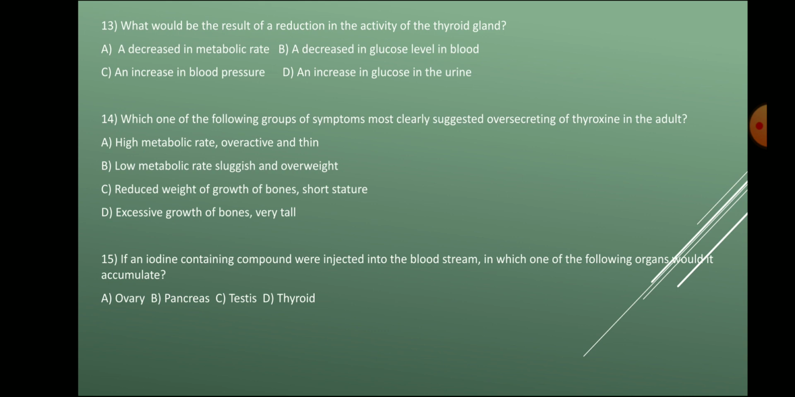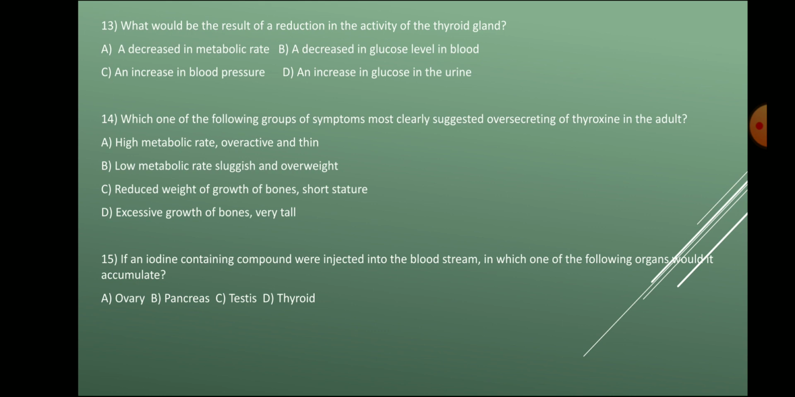That means in the above question, the question was what happens if there is a decrease in the activity of the thyroid gland, and the correct answer was decrease in metabolic rate. Here the question is similar but in a different way. That means if over-secretion of the thyroid gland takes place, then what happens? A high metabolic rate takes place with the help of a high content of thyroxine in the adult. So the correct option is A.